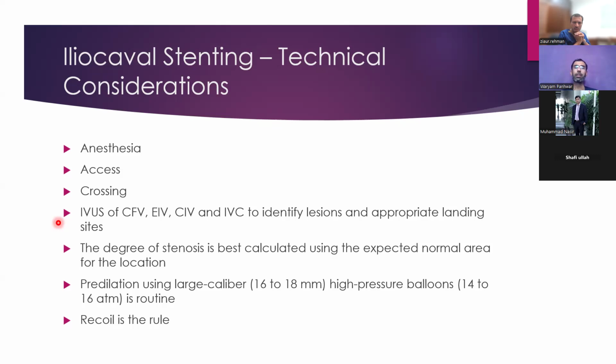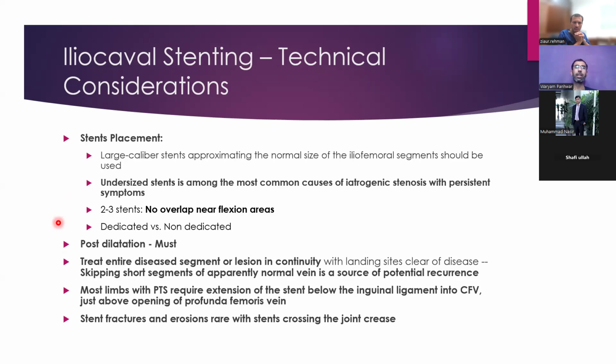Then pre-dilatation with large caliber balloons, so 16 to 18 mm high pressure balloons, and recoil is routine. That's why stent is always done in the iliac vein. So large caliber stents are approximating the normal size of the iliofemoral segments, usually for the PTS 16 and 14 mm used.